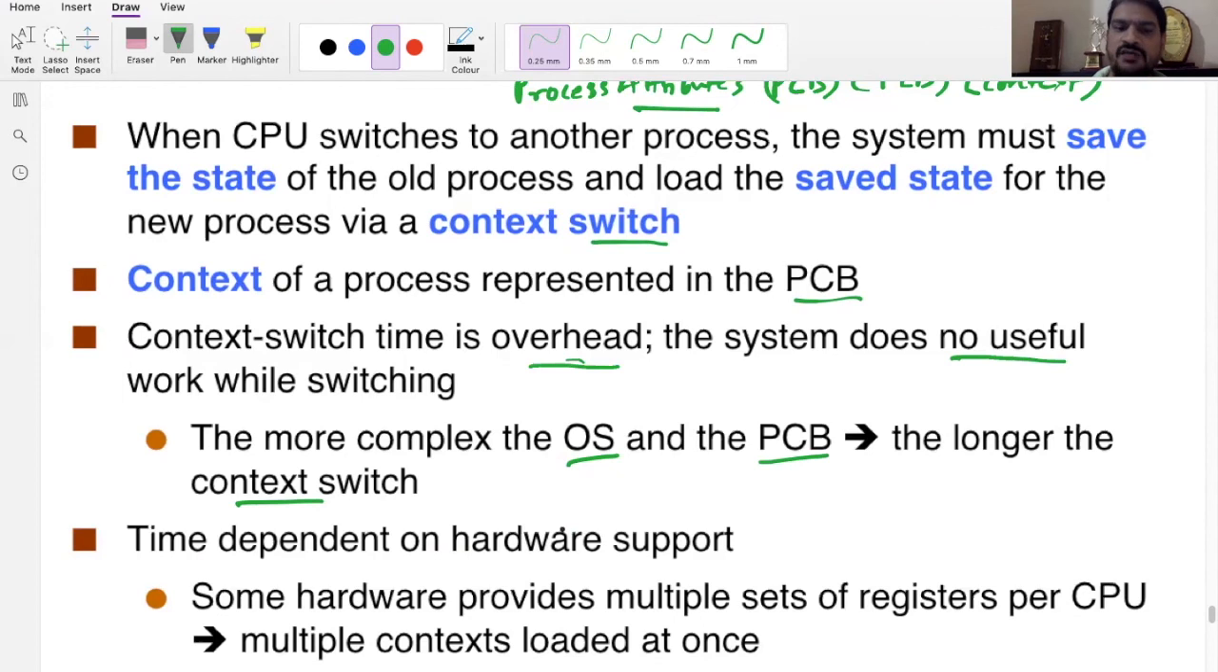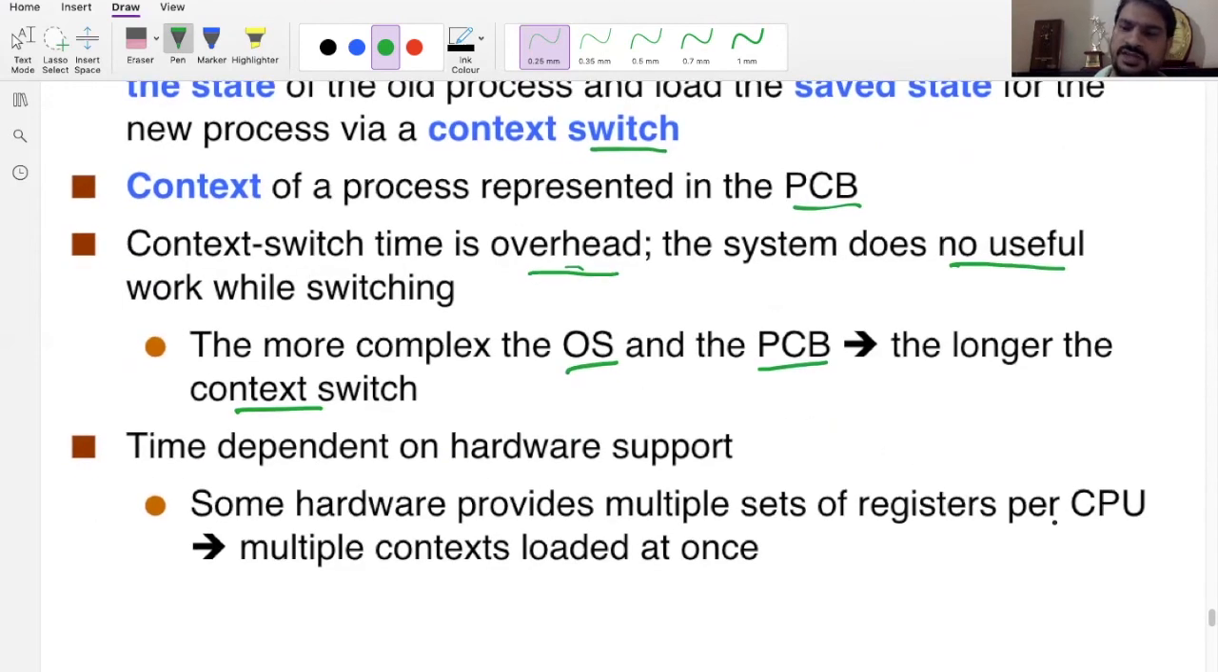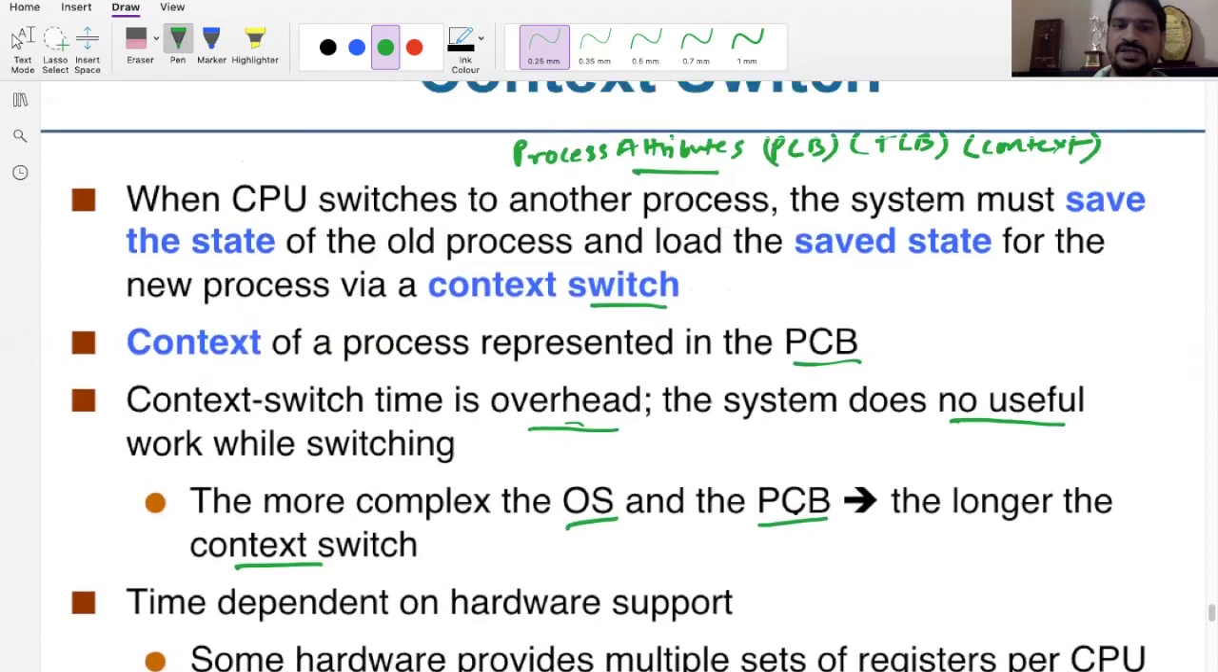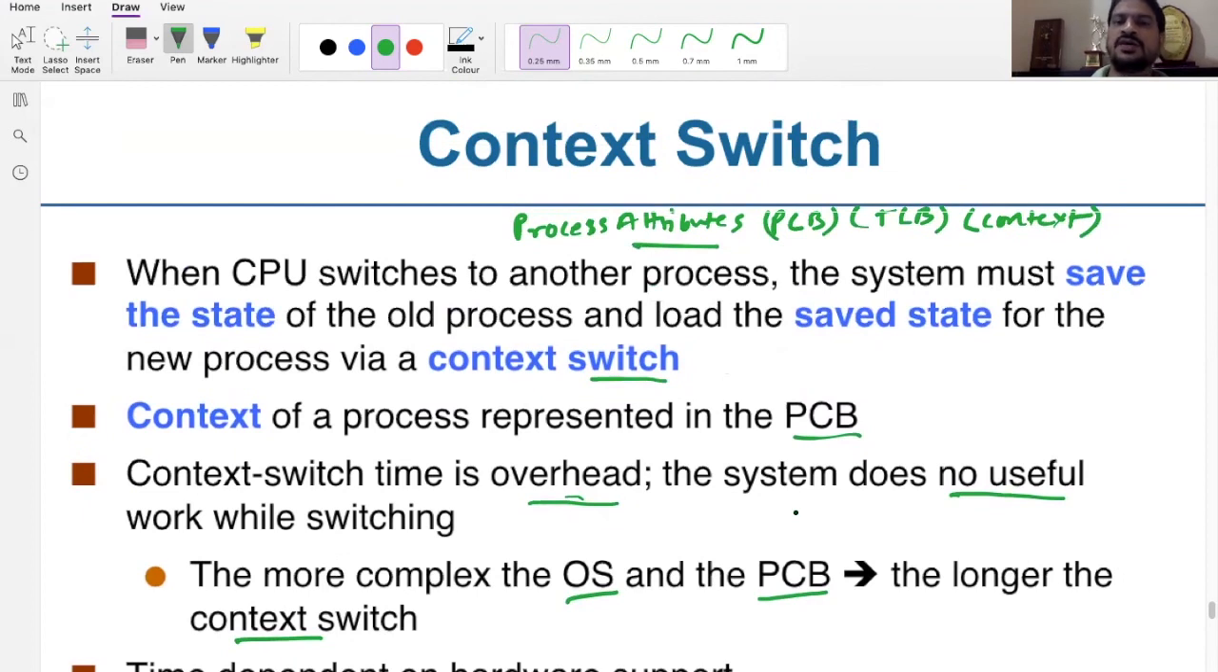The time is dependent on hardware support. Some hardware provides multiple sets of registers per CPU, so multiple contexts can be loaded at once. If we have multiple registers in the CPU, we don't have to save the CPU's general purpose registers, right? So here also we can save time for context switching. So context switching means when the CPU switches from one process to another process, we have to save the old process state and load the new process state. That process is called context switching.